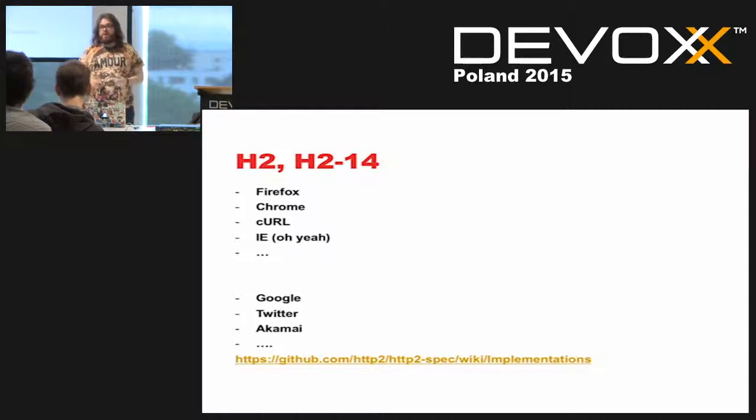And all the browsers are on the table, so it's available and activated by default in Firefox and Chrome. Curl has implemented it. Internet Explorer will ship a draft of HTTP 2 in a few weeks, or maybe it's already available. And you can try it on Google, Twitter, Akamai, and all this kind of thing. This is a URL for tracking the implementation of HTTP 2. So, yes, it's for real. We will all use HTTP 2 this year, everyone in the room, and sometimes without knowing it, because it's already there. It's good news.